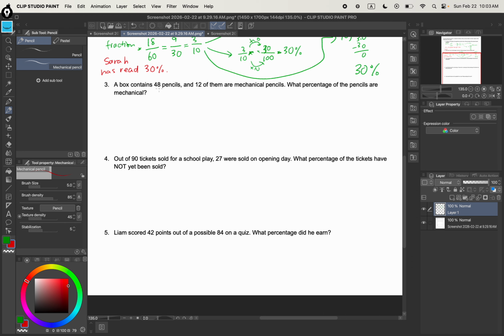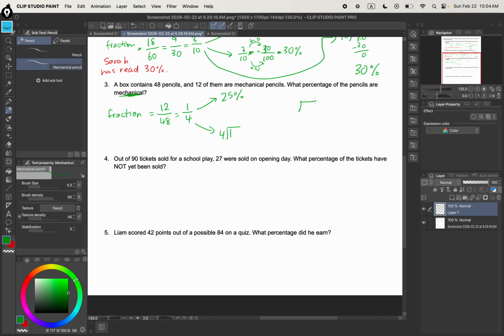All right, a box contains 48 pencils and 12 of them are mechanical. What percentage of the pencils are mechanical? First we need to find what fraction of the pencils are mechanical. The fraction is going to be how many mechanical, 12, over how many in total, 48. There's my fraction. I'm going to simplify. This turns into 1/4. Great, I know that's 25%. Or again, you can do 1 divided by 4.